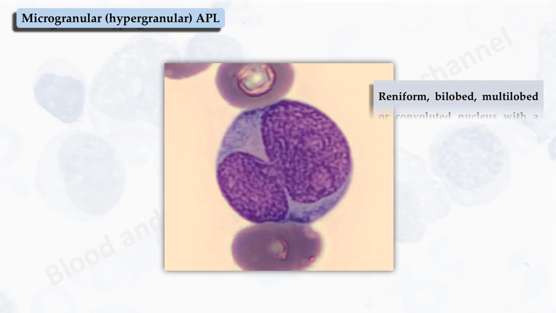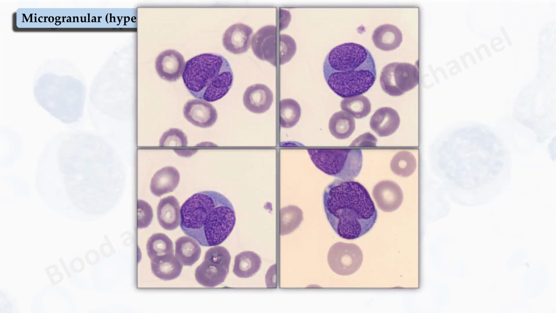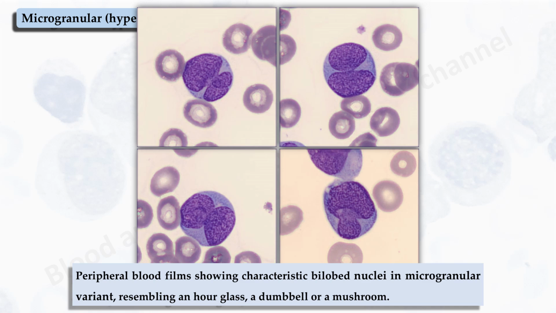Most cases of APL microgranular variant are characterized by an abnormal promyelocyte with a reniform, bilobed, multilobed, or convoluted nucleus and either sparse fine granules or apparently agranular cytoplasm. The nucleus has a fine chromatin and variably prominent nucleoli. Peripheral blood films showing characteristic bilobed nuclei in microgranular variant, resembling an hourglass, a dumbbell, or a mushroom.